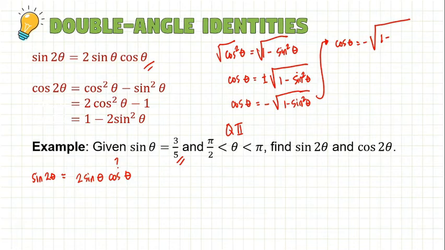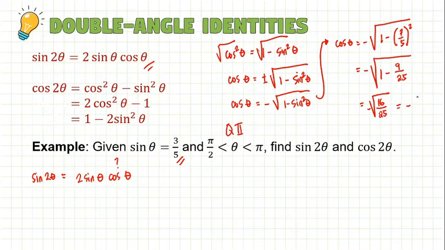And sine theta is equal to 3 over 5. So we can have this one as 3 over 5 squared, using the given value of sine. So from that, we will now have negative of the square root of 1 minus 9 over 25, right? And this is just equal to negative of the square root of 16 over 25, or just negative 4 over 5. So our cosine is equal to negative 4 over 5.